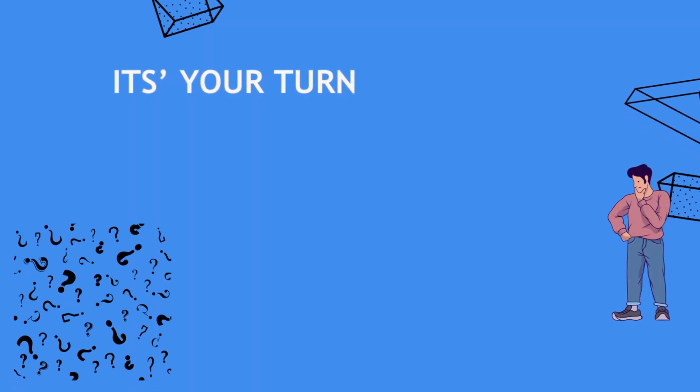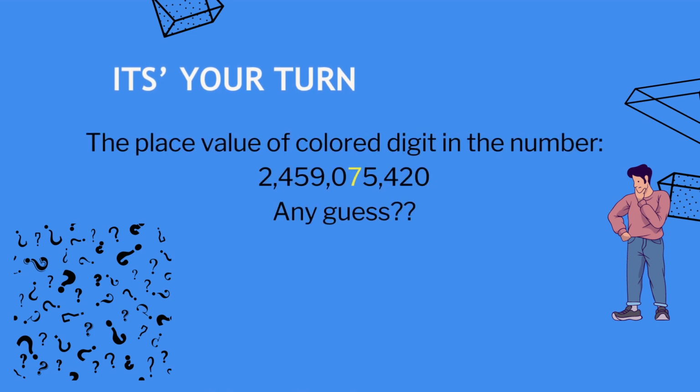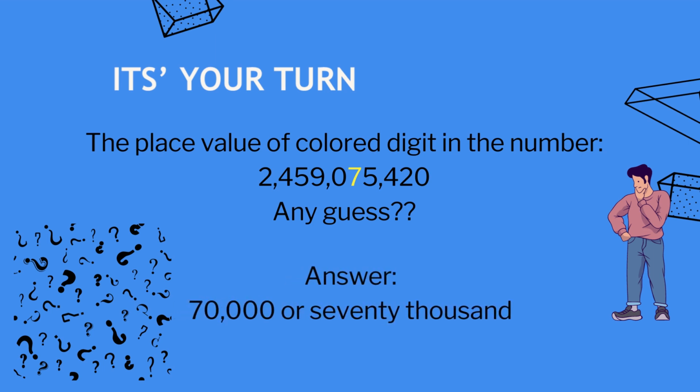Now let's try one more example. Find the place value of the colored digit in the number. So here we have to write the value of the digit which is colored. Here 7 is the digit which is colored red. So any guess what 7 represents? The correct answer is 70,000, because 7 is in the 10,000 place.